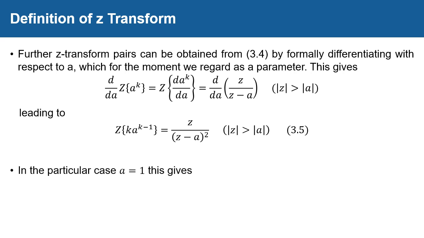In the particular case where a is equal to 1, this gives us the z transform of k equal to z over (z minus 1) squared, where the absolute value of z is greater than 1. This is now equation 3.6.